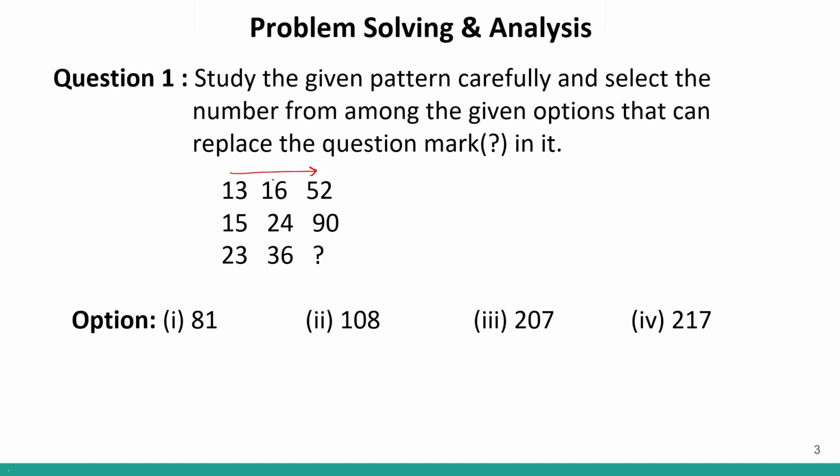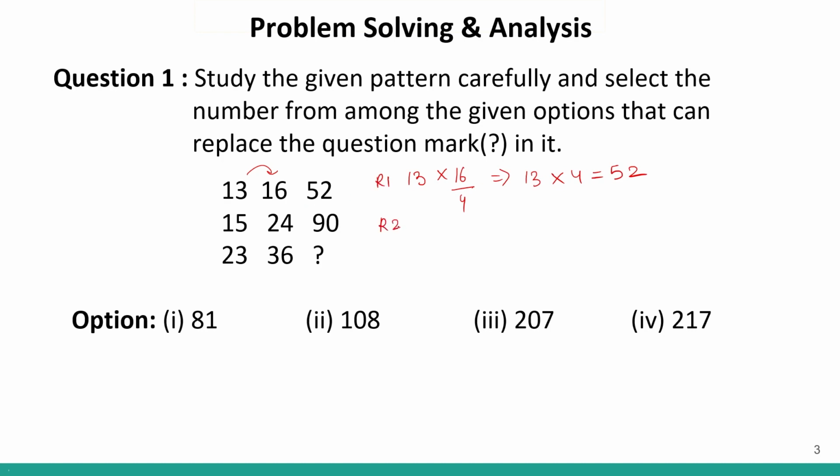So let us look at over here. If I multiply 13 by 4, I'll get 52. So if you know the table of 13, you know that 13 into 4 will give me 52. So 16, if I divide 16 by 4, I'll get 4. So this is basically that 13 into 4 gives me 52. Now this was row 1.